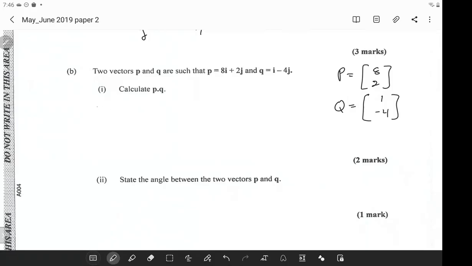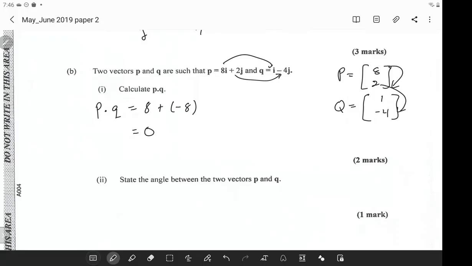So the dot product is coming from just multiplying the corresponding entries and simplifying, or the corresponding vector components. So the x component, we multiply them. So 8 times 1 is 8, plus 2 times -4 is -8. So what is this? This is 0.